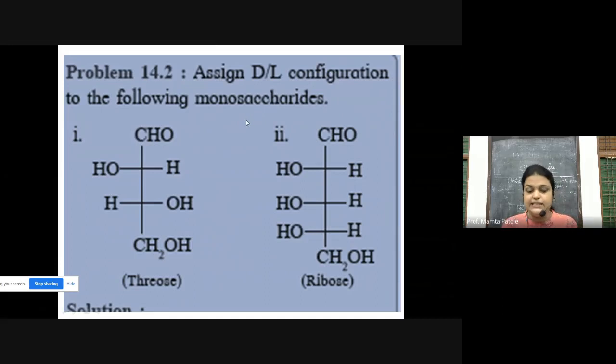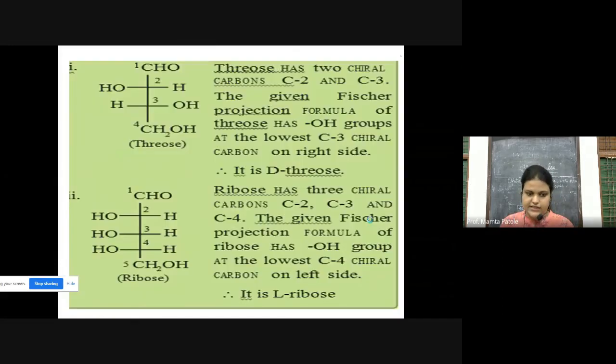You've seen the structure, right? Now what you are going to do is see how many chiral carbons are there in the structure. Well, triose has two chiral carbons, that is C2 and C3.